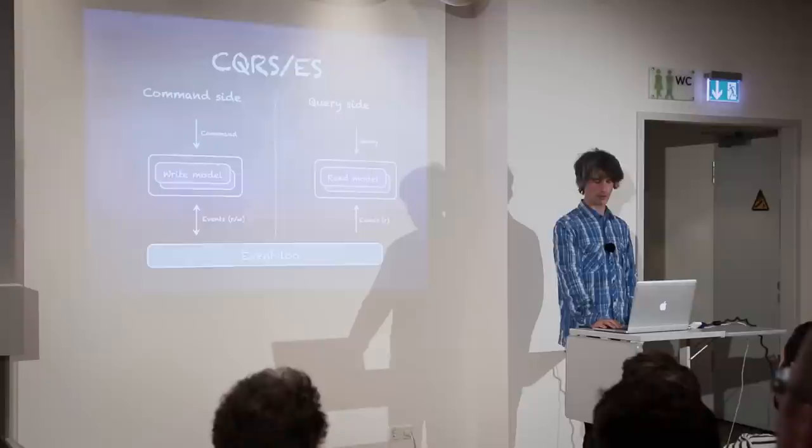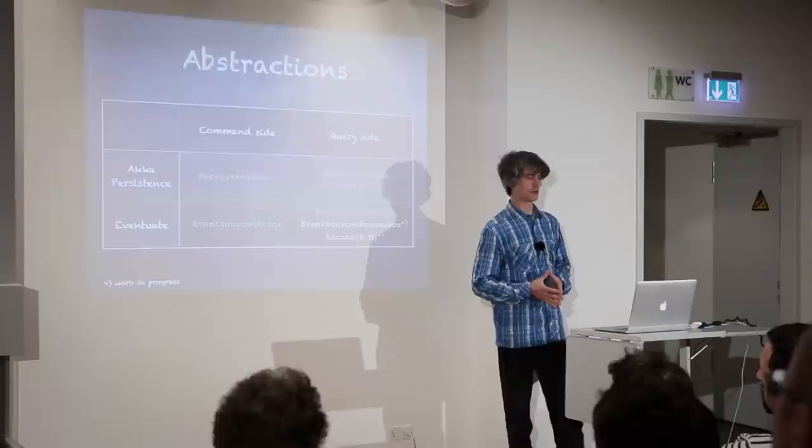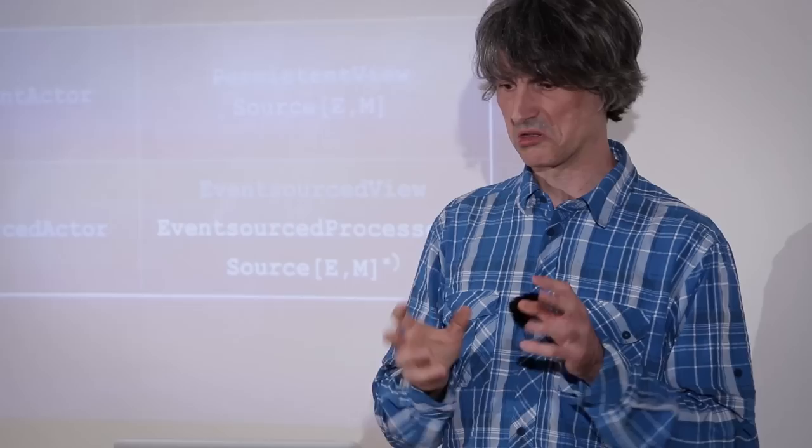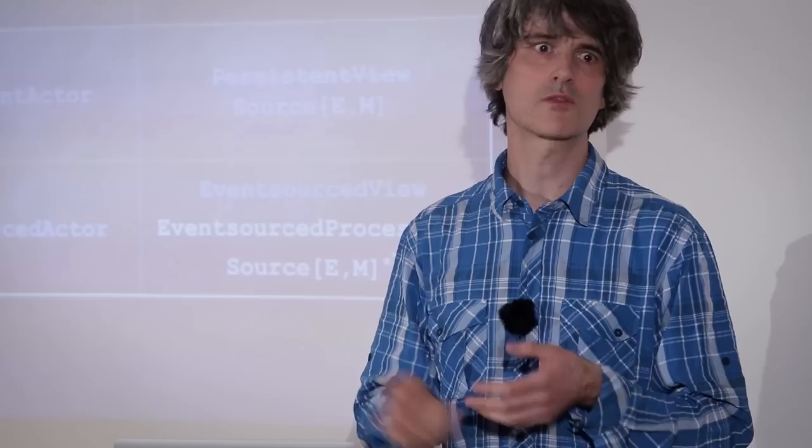So what are the main abstractions provided by Akka Persistence and Eventuate? In Akka Persistence, on the command side, it's the persistent actor, and in Eventuate, it's the event sourced actor. They work like explained previously on the command processing slide. So they work in a very similar way. Both are event sourced, they just have different names. In Eventuate it's called event sourced actor. In Akka Persistence it's called persistent actor, but their inner working is very similar.